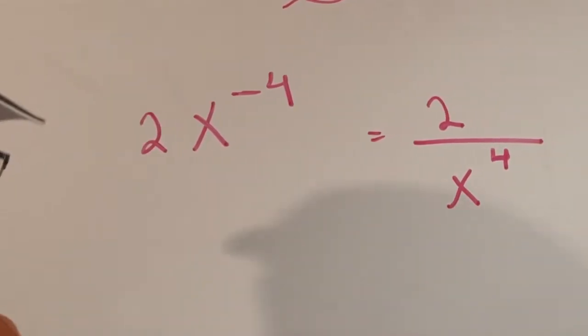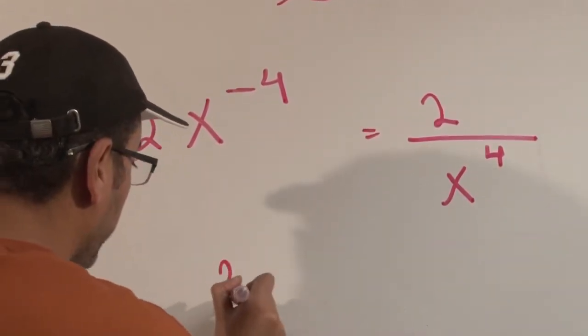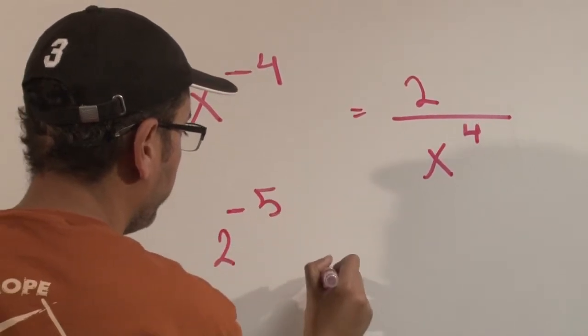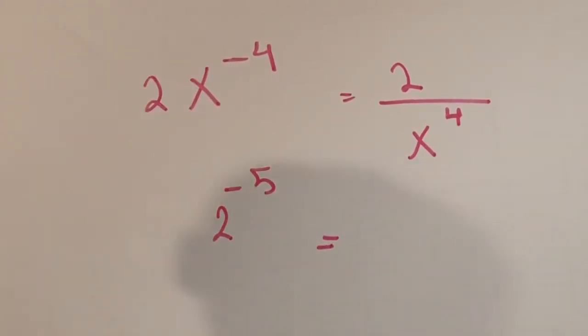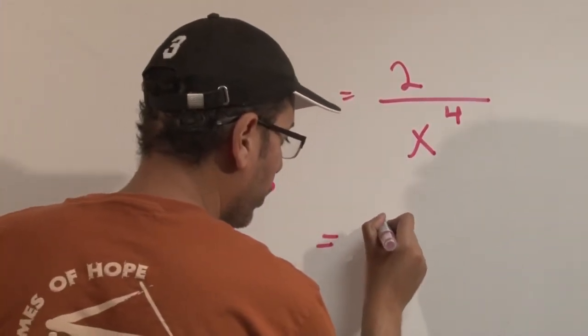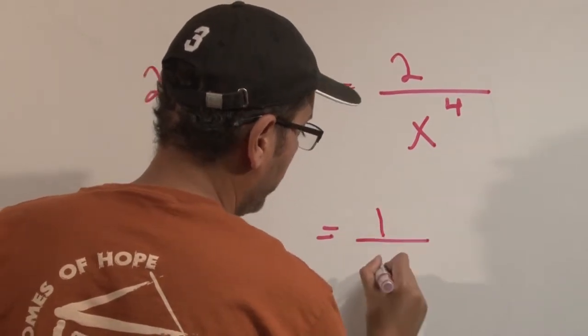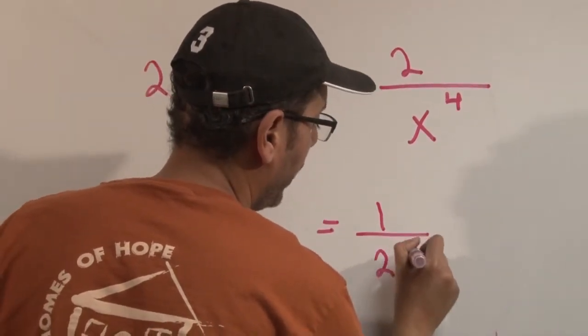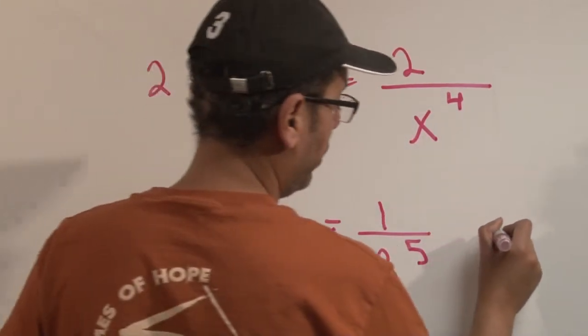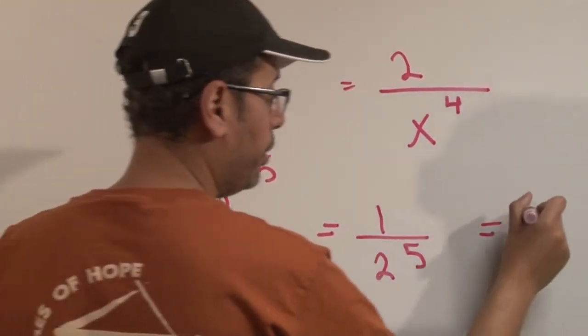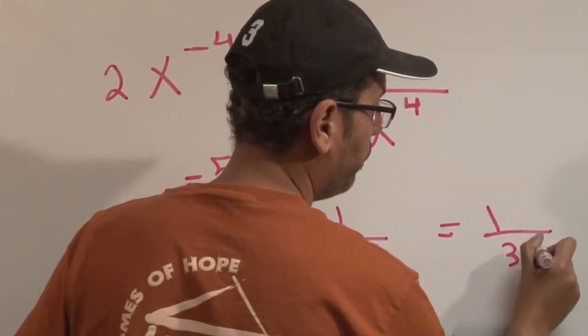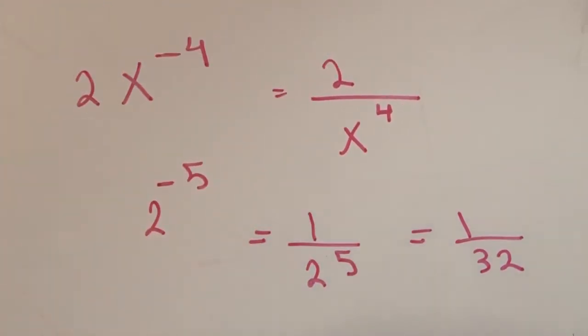One more example. 2 power of negative 5. Get the reciprocal, 1 over 2 power of 5. And what is 2 power of 5? That's 32. So that's my answer.